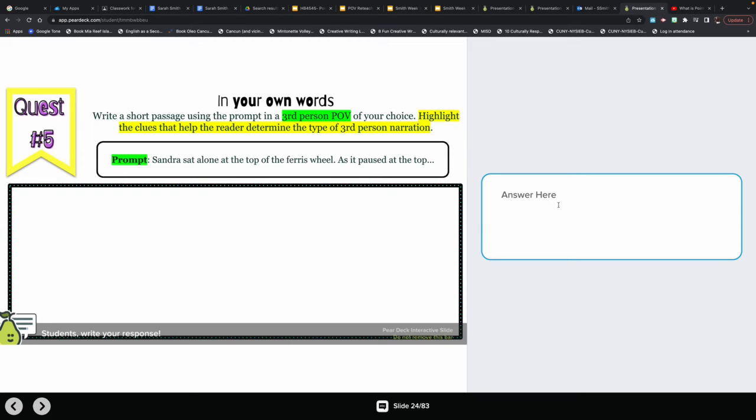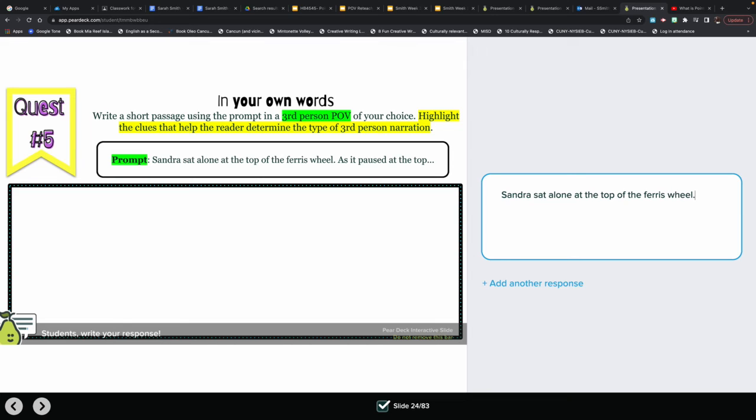So basically, it's asking you now to write your own story using third-person point of view. You can either use limited or omniscient, and you're going to make sure that you have clues so the reader knows which point of view it is. So first you would write out the start of the prompt. Sandra sat alone at the top of the Ferris wheel.